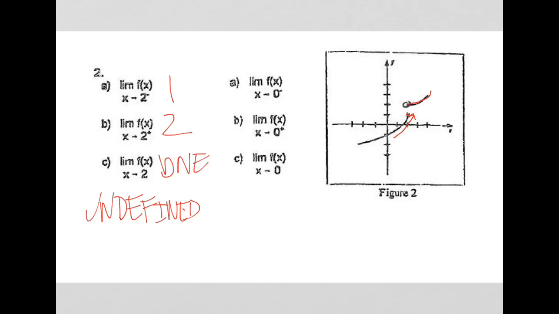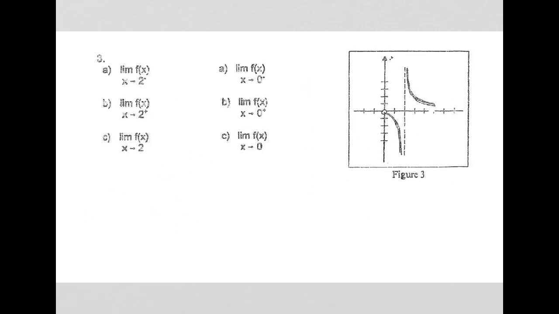Does not exist. So let's look at 0 now. Well, 0 is going to be pretty straightforward from the left and from the right. They're both going to that y-intercept there, which has a value of -1. So all those limits are -1.